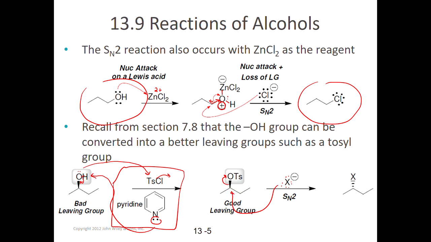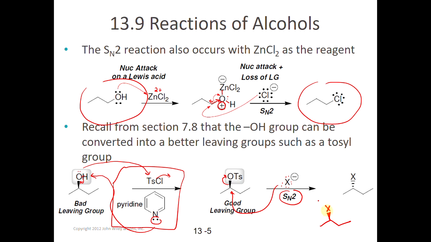If the attack occurs as the leaving group's leaving, that's an SN2. And the attack would have to happen from the opposite side from where the leaving group leaves. So if the leaving group's facing out at me, the nucleophile would have to come in from the back side. Right? So that's why I get inversion of stereochemistry if an SN2 occurs. In this particular example, I might also get some of this.